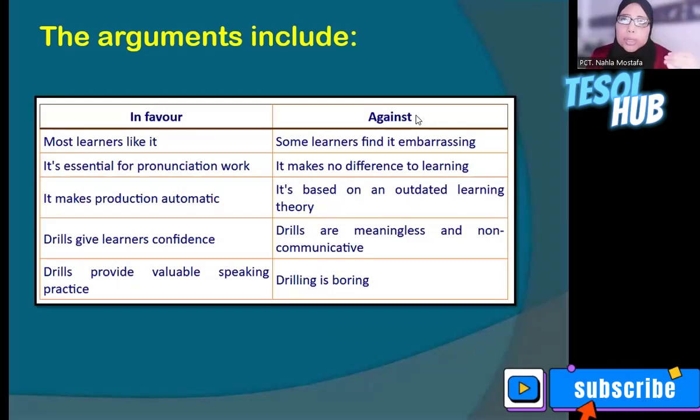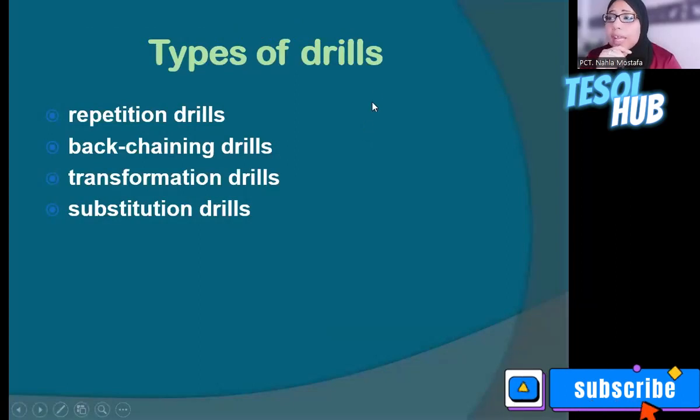So we usually use different types of drilling to make it interesting. So we can solve this problem. And for those who find it embarrassing, when they speak together at the same time, I don't think that it will be embarrassing for those who are so shy. So let's go through now the types of drilling.